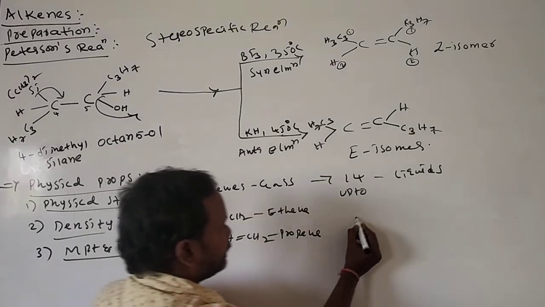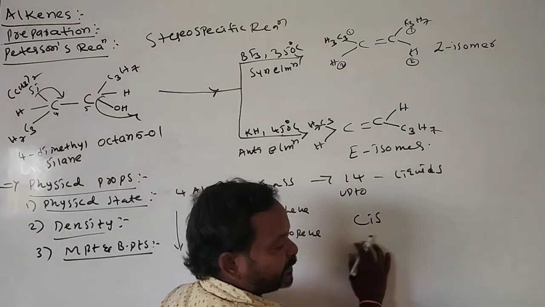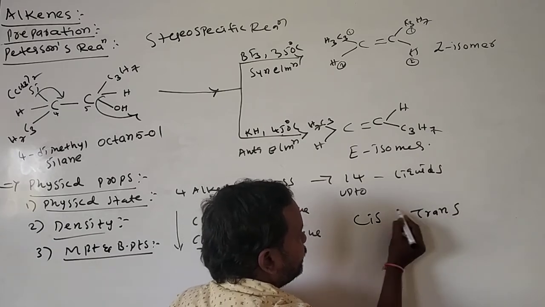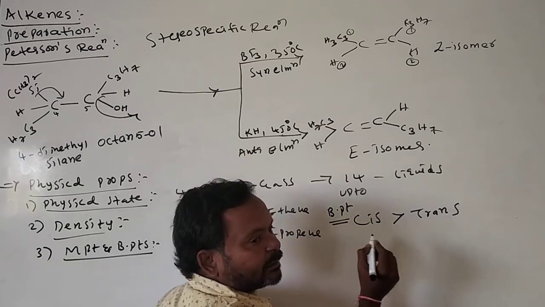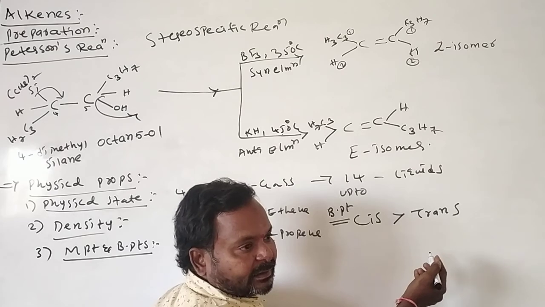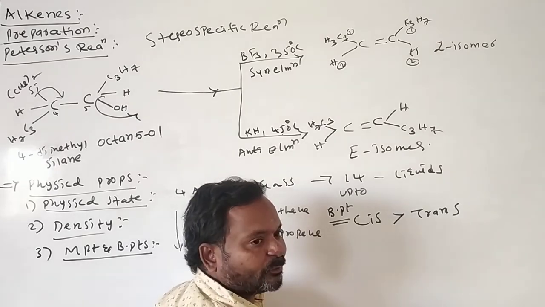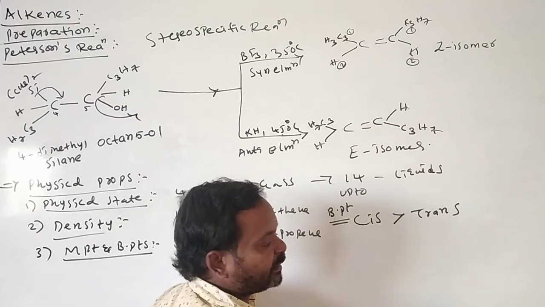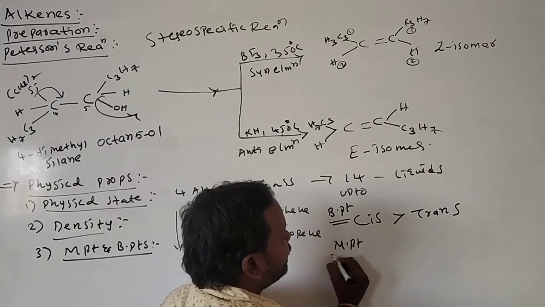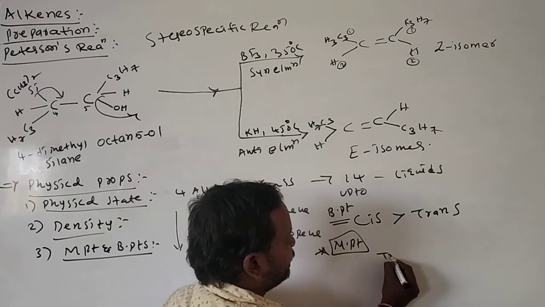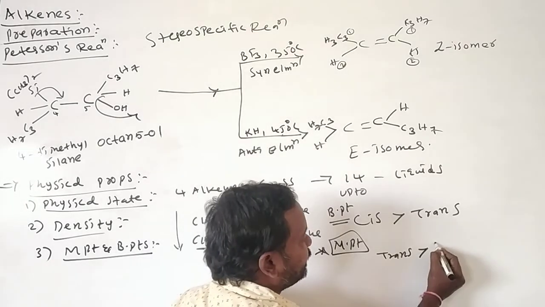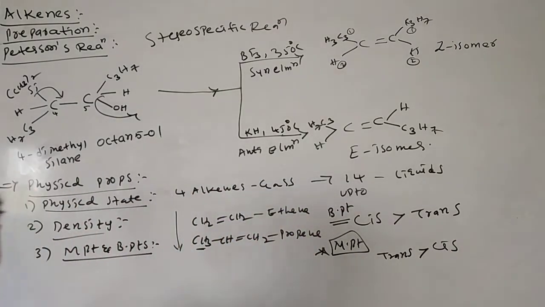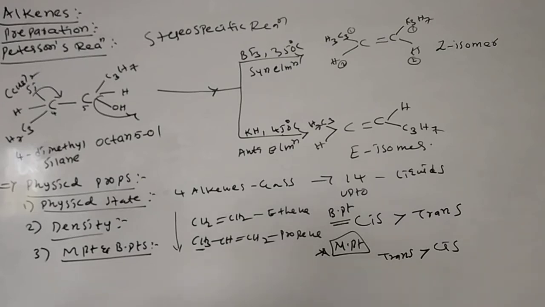When we compare cis and trans, cis compounds have a higher boiling point than trans due to the difference in dipole moment. We'll see in continuation what dipole moment means. But the melting point is specific. Remember this one: trans alkenes have a higher melting point than cis. This is also due to dipole moment. Remember this one, this is very, very important.